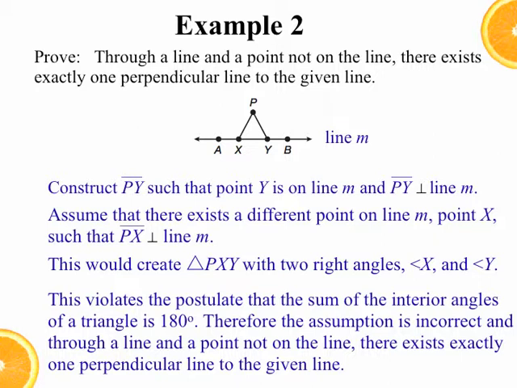However, this would violate a postulate that says the sum of the three angles of any triangle is 180 degrees, right? Because you can't have angle P having 0 degrees, and therefore the sum is actually going to be greater than 180 degrees in this case. Therefore, the assumption is incorrect, and through a line and a point not on the line, there exists exactly one perpendicular line to the given line.